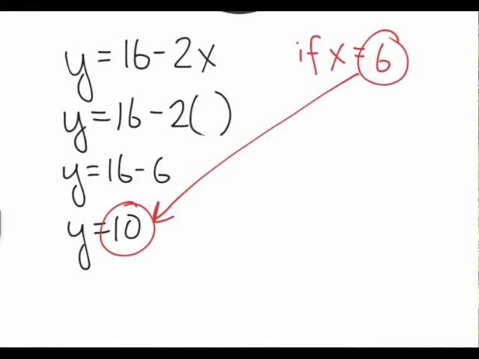So over here, this is going to be 6. 16 minus 2 times 6 is the same thing as 16 minus 12. 16 minus 12 is 4. So if I buy 6 pizzas, I have enough money to buy 4 sandwiches.